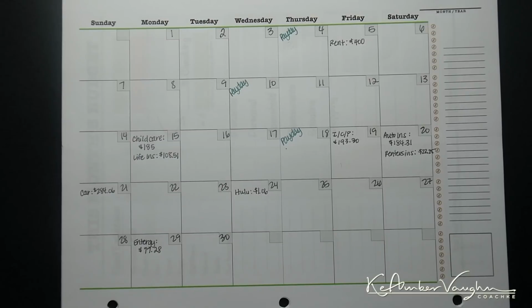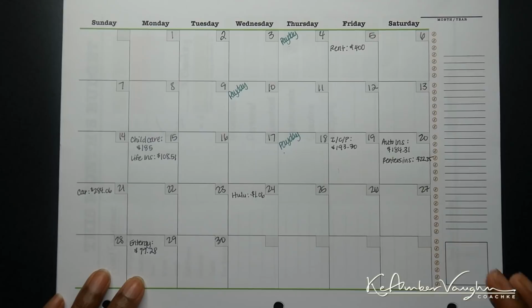So I'm going to write all of her debt bills in red just so I can kind of distinguish between them all.